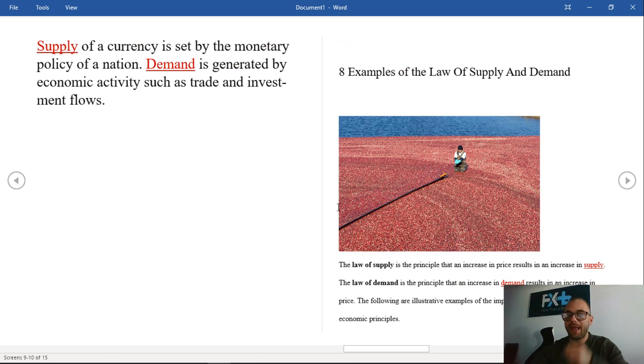If we're looking at examples of the law of supply and demand, the law of supply is the principle that an increase in price results in an increase in supply. We've already established that. And the law of demand is the principle that an increase in demand results in an increase in price. The more people are buying, the more people will be interested to buy, and they will be willing to pay more. The more people are buying, the more people are, from a seller's perspective, interested to sell.